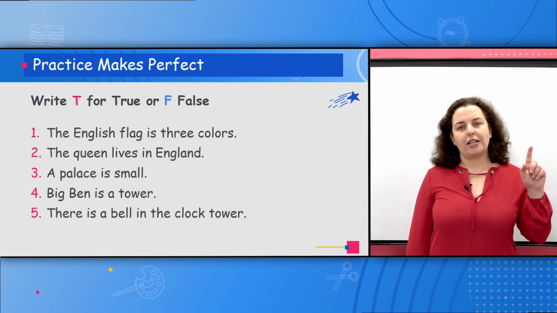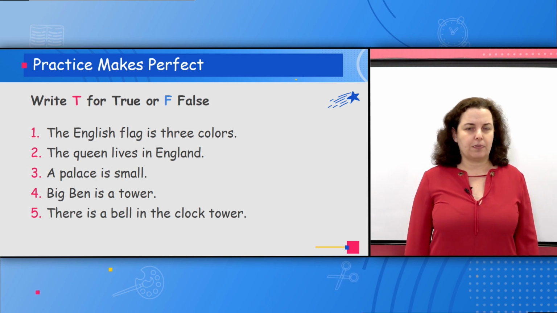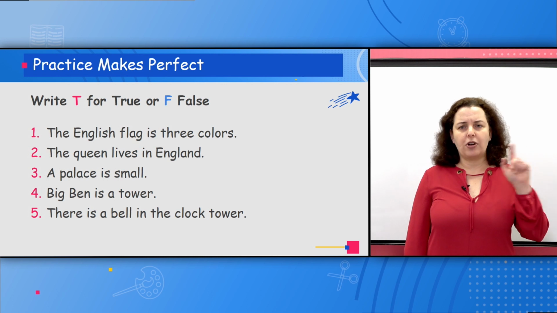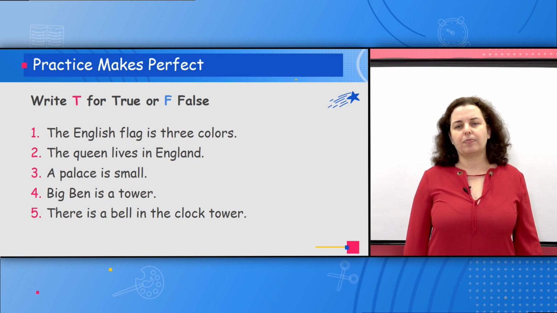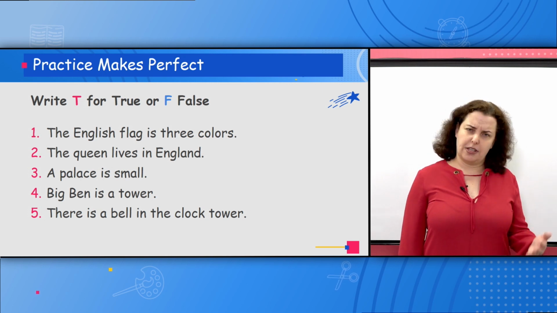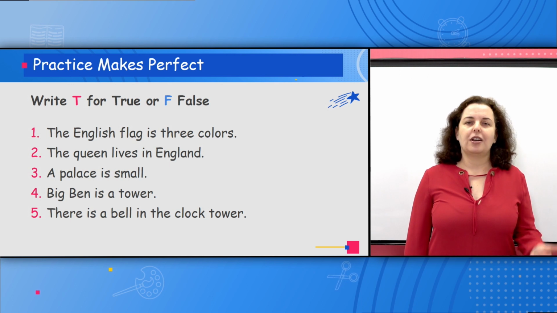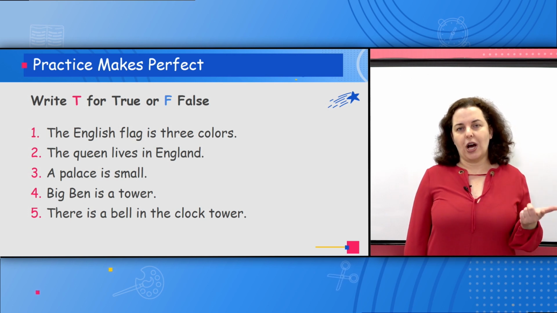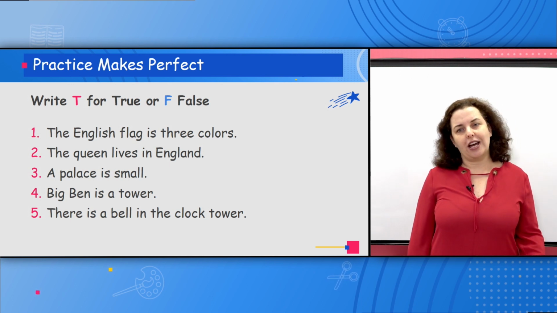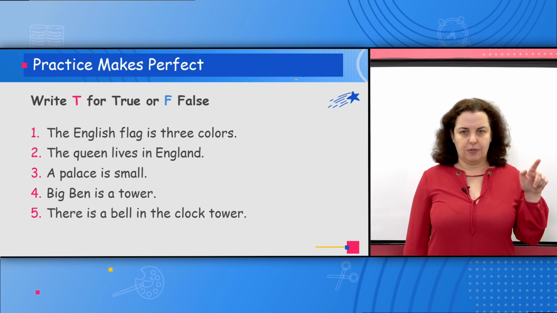Now I would like you to write T for true or F for false. You can write the number and the letter. For example, the English flag is 3 colors. Is this true or false? Of course it's true. Red, white, and blue. The English flag is 3 colors, so you should write 1 T.